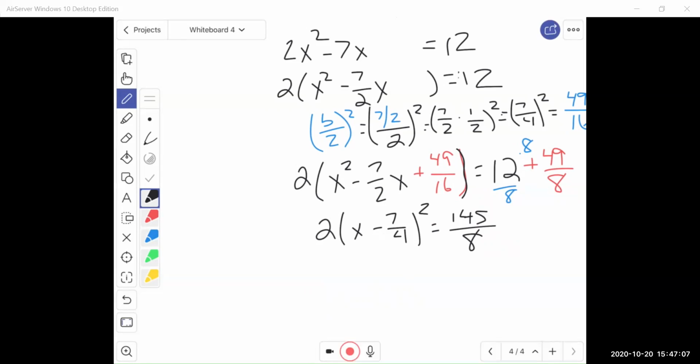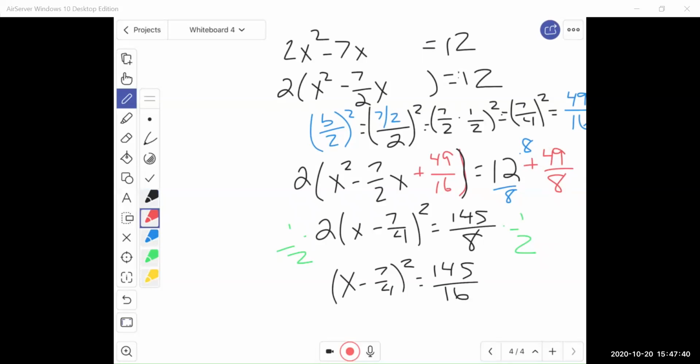Okay, so now to solve, again, my goal is to try to isolate the x. To isolate the x, I then need to divide by 2. Well, dividing by 2, since we have a fraction here, is the same as multiplying by 1/2. So I end up with x minus 7/4 squared equals 8 times 2, which would be 16, so 145 over 16.